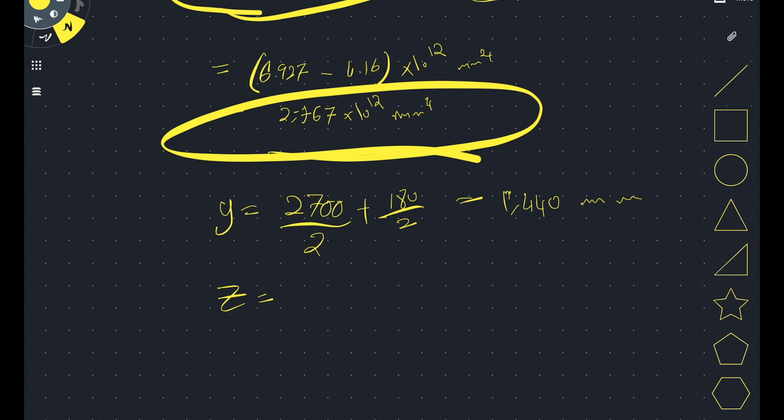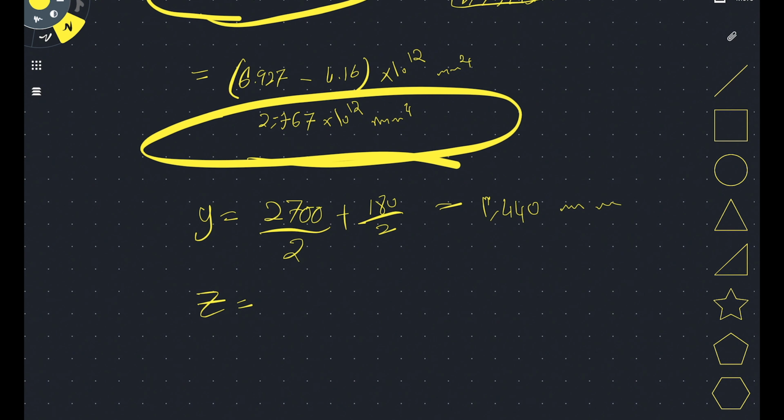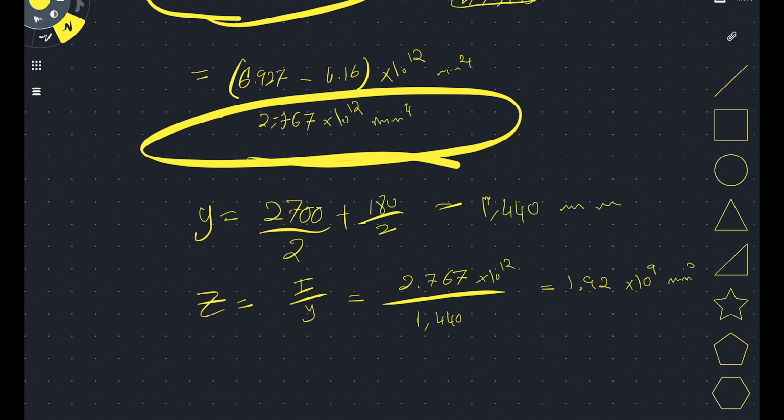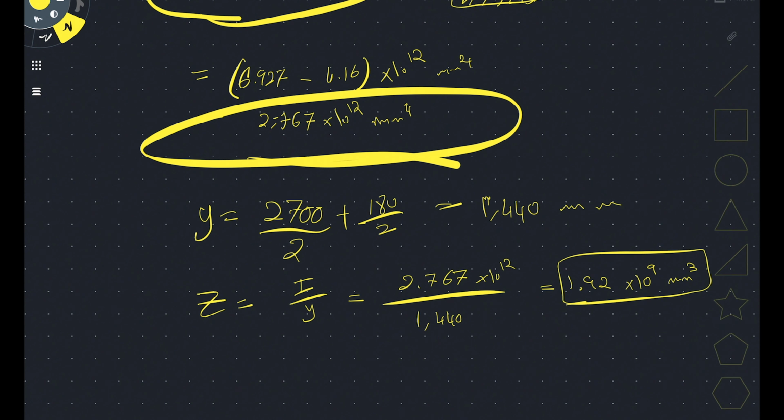And using the I and the Y, I can work out my Z, also known as the elastic modulus, and that is equal to I on Y. So that is 2.767 times 10 to the 12 divided by my 1440, which gives me 1.92 times 10 to the 9 millimeter to the power of 3. So now I've got my Z about the XX direction.